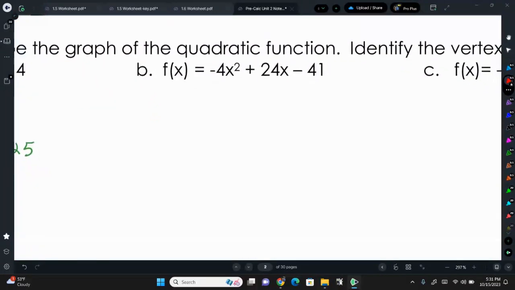Letter B, we have negative 4x squared plus 24x minus 41. This one, I wouldn't do completing the square because our a value isn't 1, and we could divide everything by 4, but negative 41 isn't divisible by 4, so that's going to give us a fraction. So this one, it might be better just to do the quadratic formula. But let's find the vertex first.